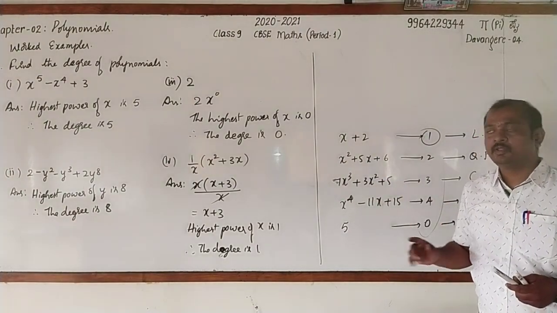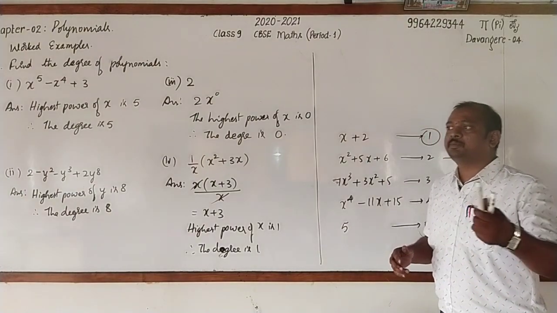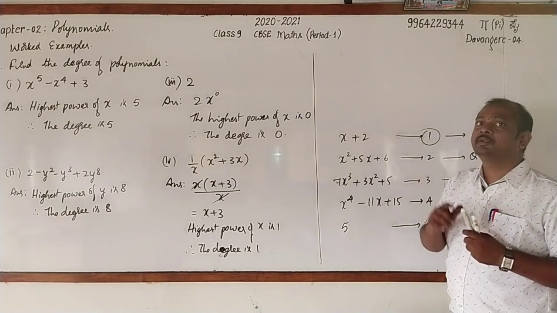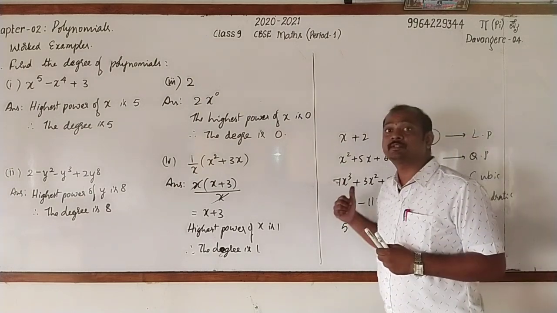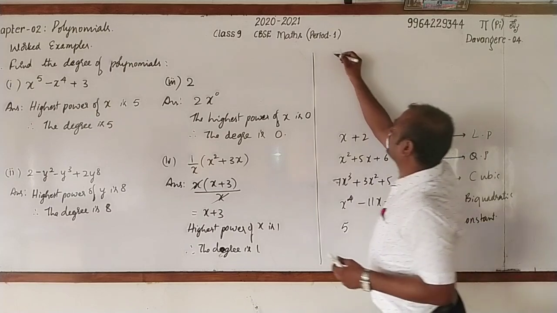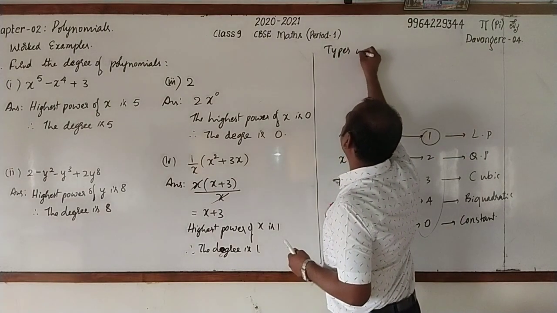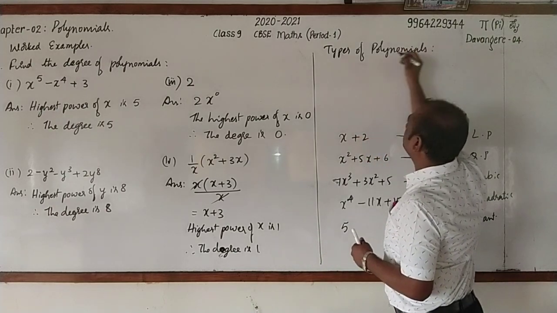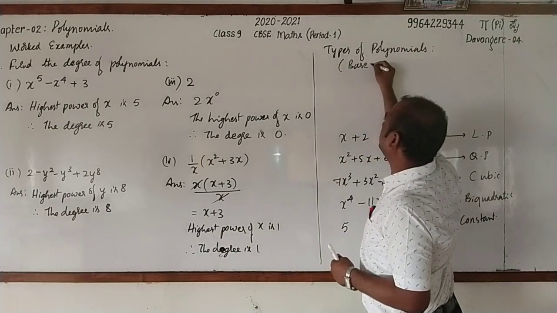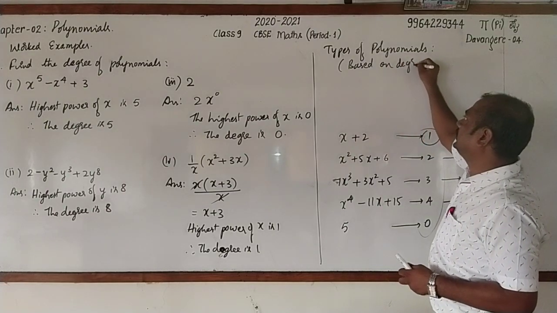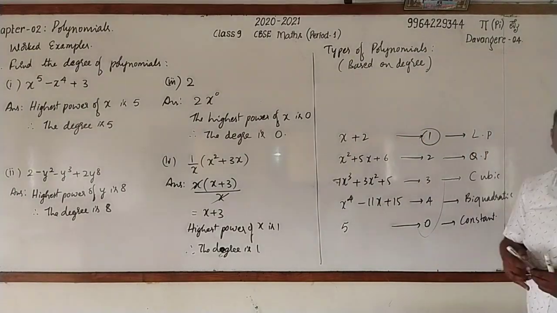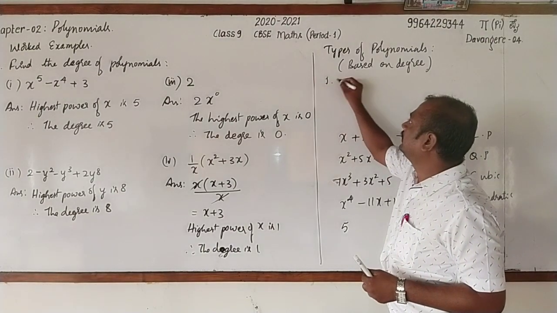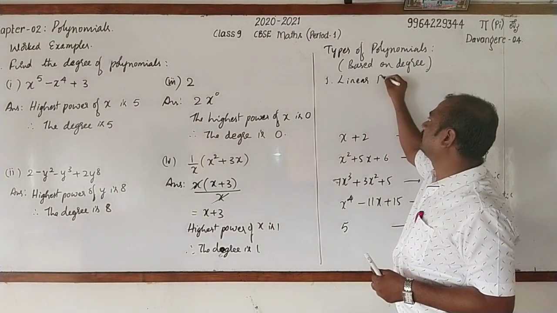Got it? Could you tell what is the basis on which the further classification of polynomials can be done? Yes, you are right, based on their degree. Here I will write types of polynomials based on their degree. What is the first one? A polynomial of degree 1 is called linear polynomial.